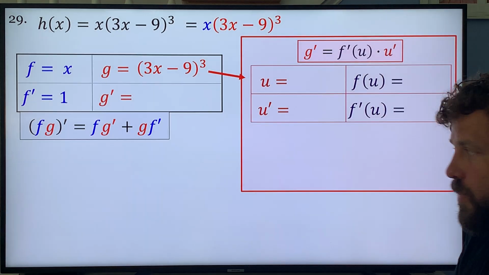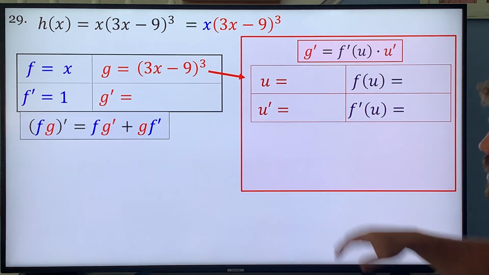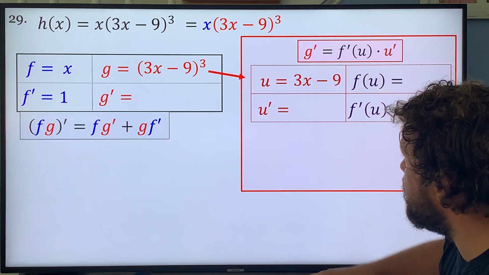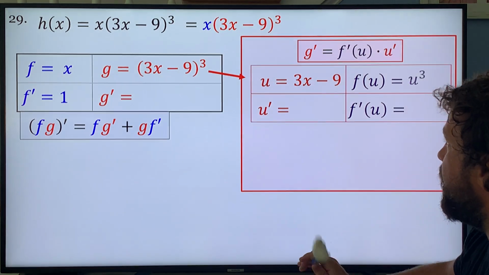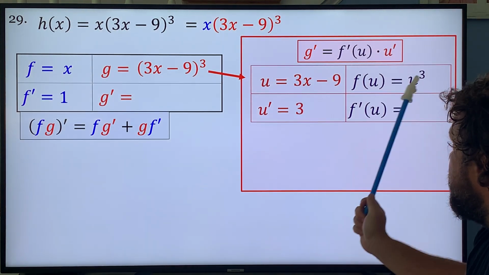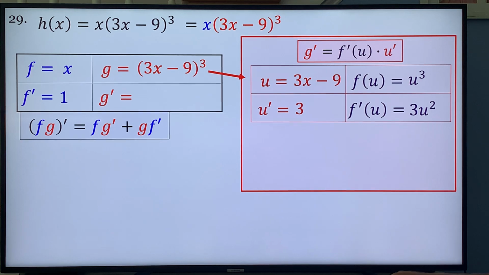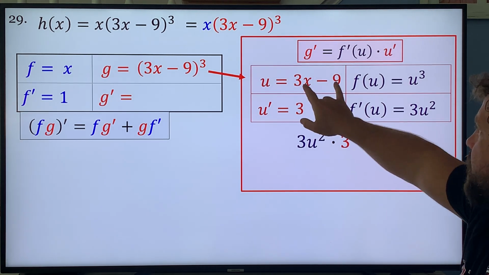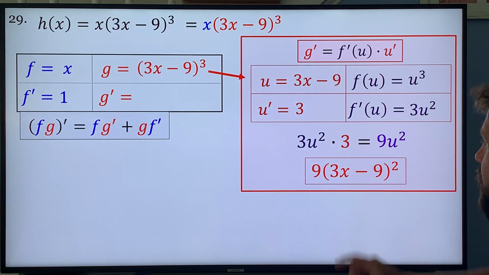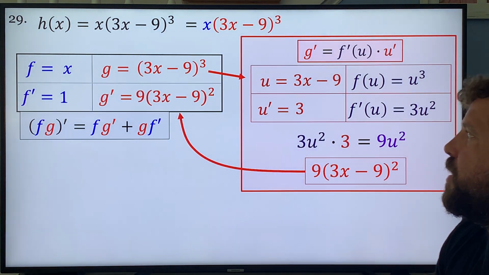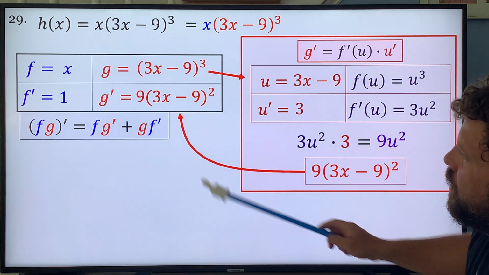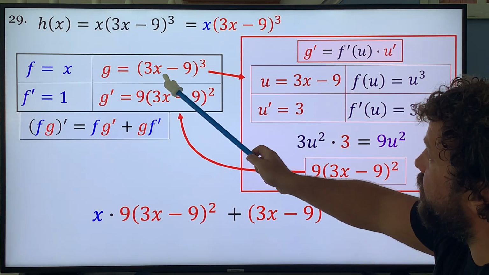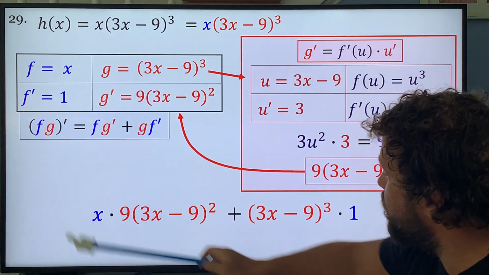Anytime you see a function raised to a power, you can use a chain. U is the inside, 3x minus 9. U to the 3rd power. 3u squared. 3 times 3u squared is 9u squared. 9 times 3x minus 9 squared, which is my g prime. X times 9, 3x minus 9 squared, plus 3x minus 9 cubed times 1.